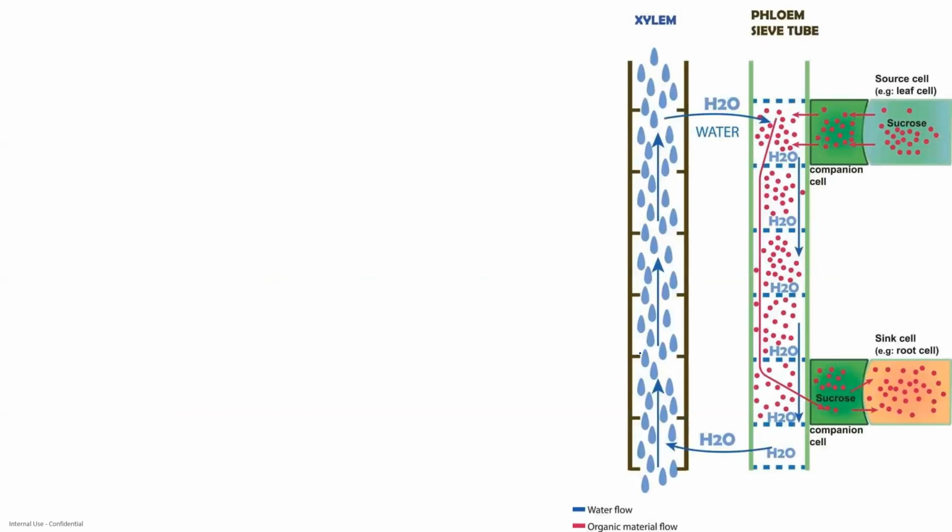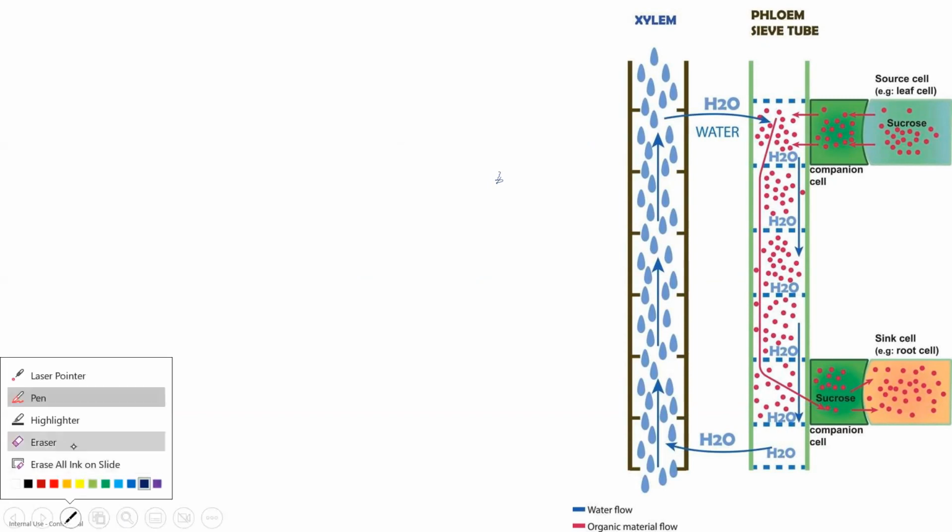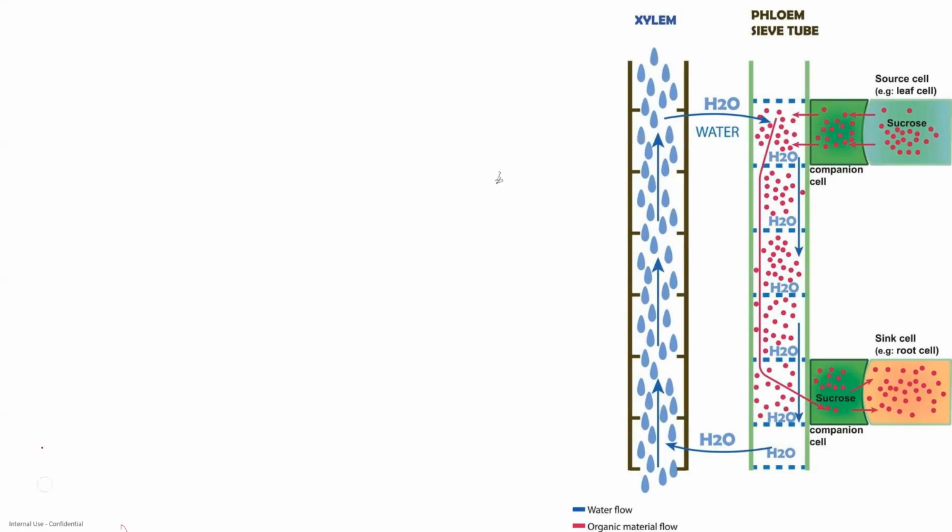Clear? See this picture nicely. Very nice observation is required, otherwise you will not understand. More than learning, your observation has to be very clear. If your observation is not good, you will understand nothing. Fine? So at source, what did I say? What happens at source?